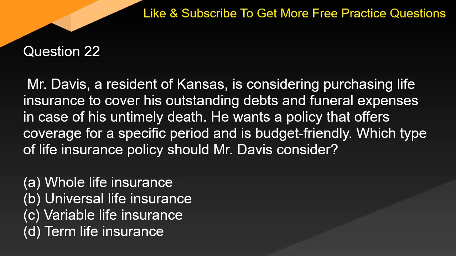He wants a policy that offers coverage for a specific period and is budget-friendly. Which type of life insurance policy should Mr. Davis consider? A. Whole life insurance. B. Universal life insurance. C. Variable life insurance. D. Term life insurance.